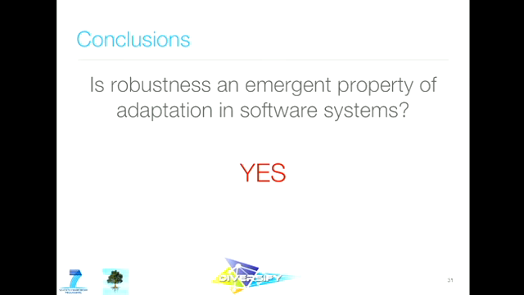So there's one final question: is robustness an emergent property of adaptation in software systems? A few people have been saying this is true in other systems, but not in software systems. But our results say resoundingly, yes. It is true. Robustness emerges just from having a local overview without a centralized view; you can actually have better robustness than by having a global view.